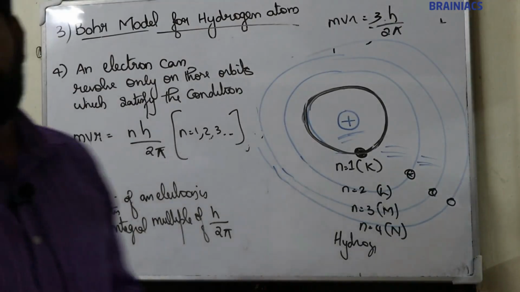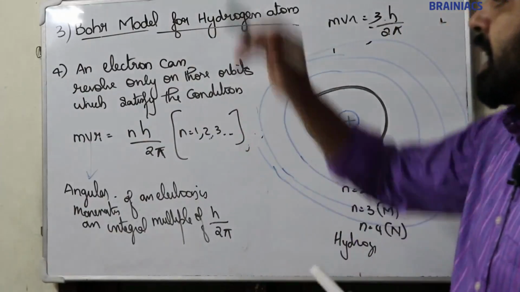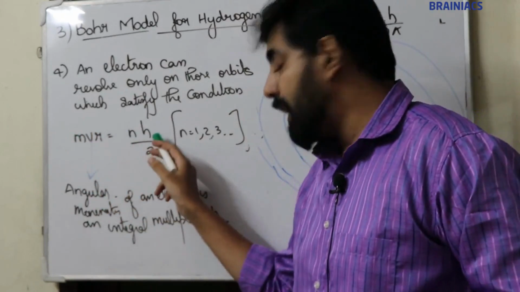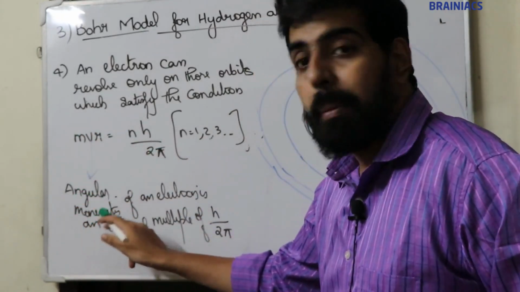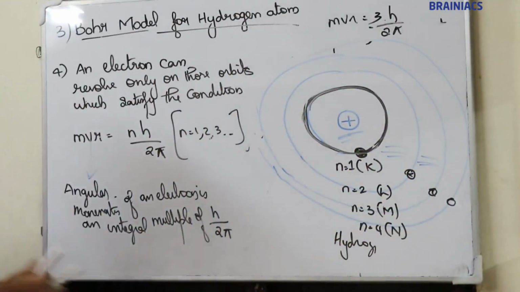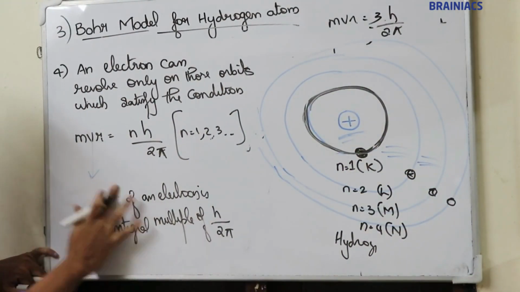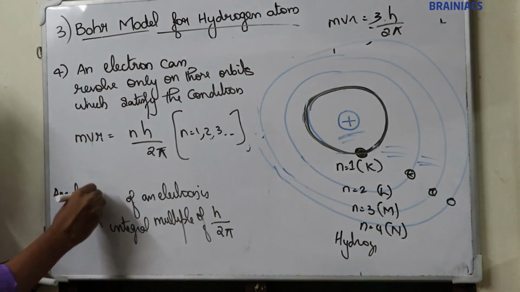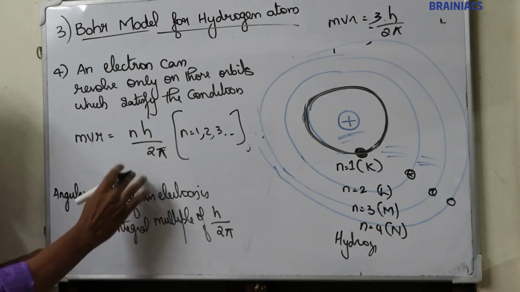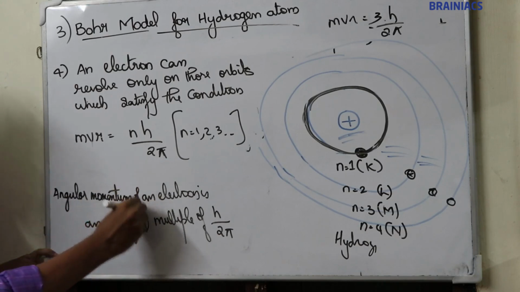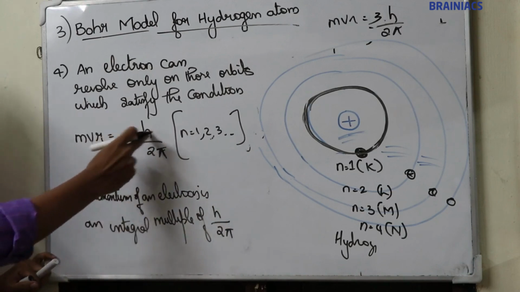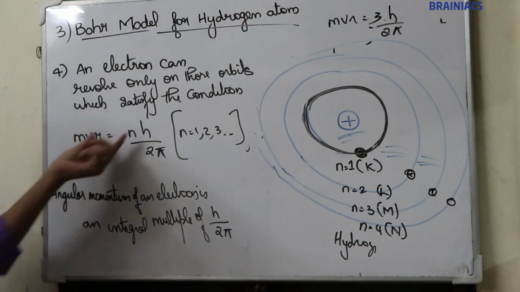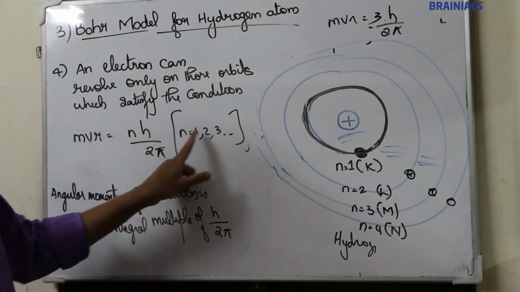Moving on to the fourth postulate. An electron can revolve only on those orbits which satisfy the condition mvr is equal to nh by 2 pi. mvr is the angular momentum of an electron. Angular momentum. So an electron can revolve only on those orbits where mvr is equal to nh by 2 pi, and n can have value 1, 2, 3, etc.